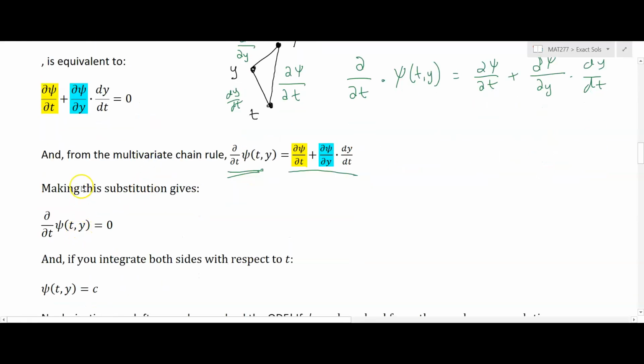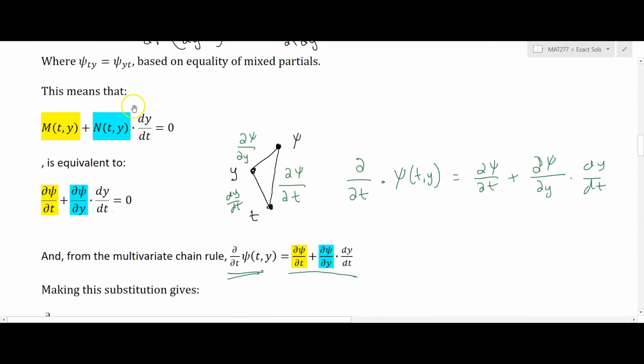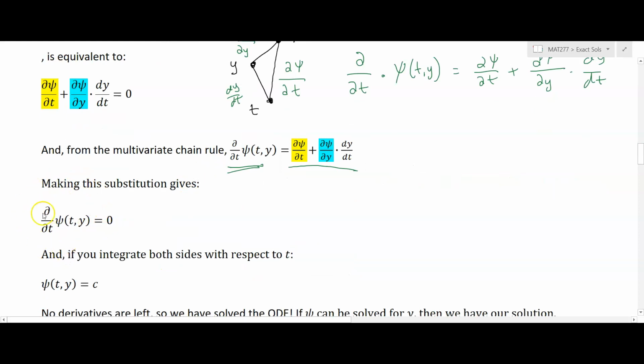Well, that's pretty cool. So that means that now I've reduced my entire equation that started off as m plus n times dy dt equals 0 to the derivative of some function equals 0. Now the beauty of this is that if you integrate both sides with respect to t, this is like the reverse product rule that we often see in integrating factors, that when you take the integral of a derivative, you're just going to get psi of t comma y. And the integral of 0 is just some constant, because remember, the derivative of a constant is 0. So the integral of 0 is some constant, potentially, which could be 0.